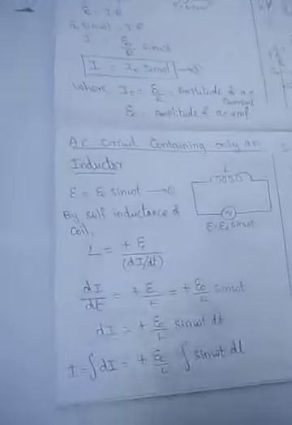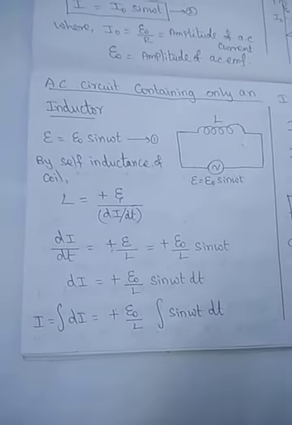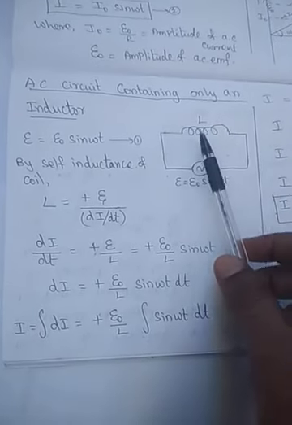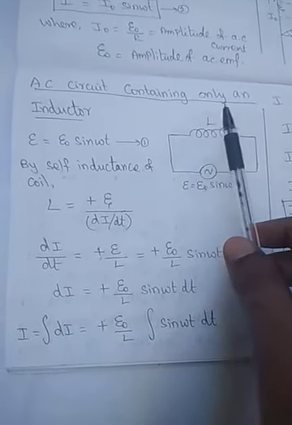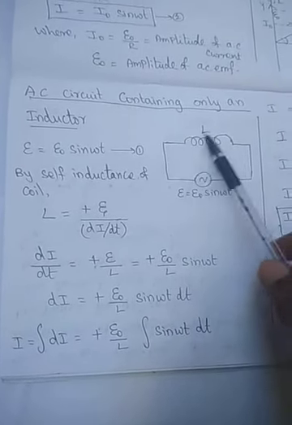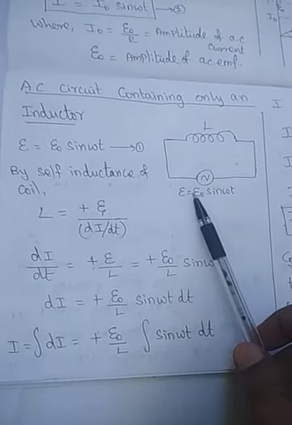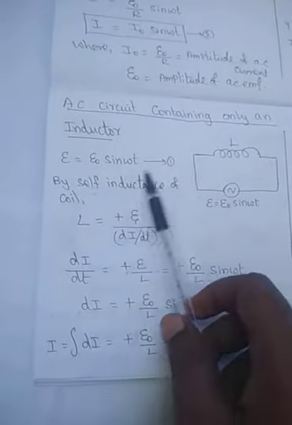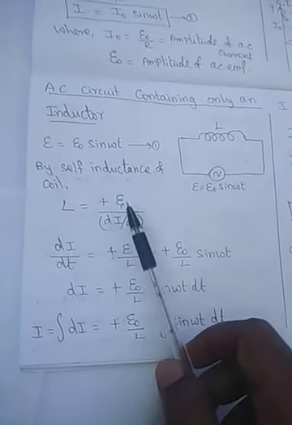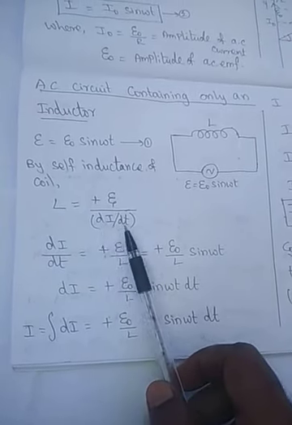Now we are going to see the alternating current circuit containing only an inductor. You remember self-inductance and mutual inductance. Here we are going to calculate using the self-inductance equations. This is the inductor; a coil, that is, a solenoid, is an inductor. When the alternating EMF E equal to E naught sin omega t is passed through the inductor, by self-inductance L is equal to E divided by di by dt.